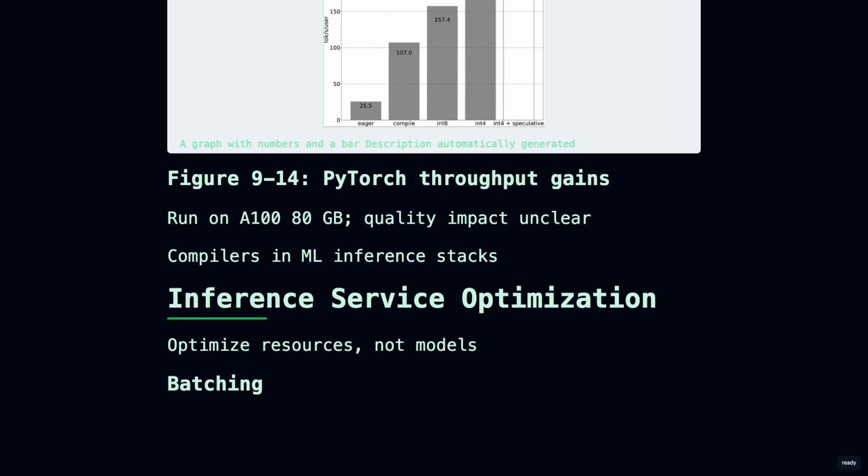A major theme here is batching. By grouping requests intelligently, an inference service can improve throughput and lower cost while still keeping latency under control.